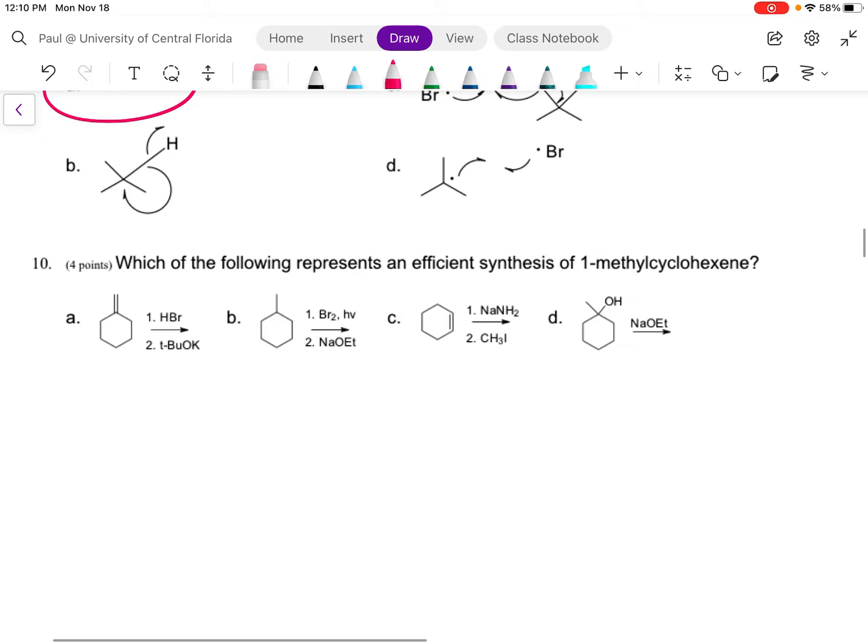Question 10. 1-methylcyclohexene. So the product looks like this. Not like that. Cyclohexene ring with the methyl coming off of that. And so the best choice to get to that product would be B.